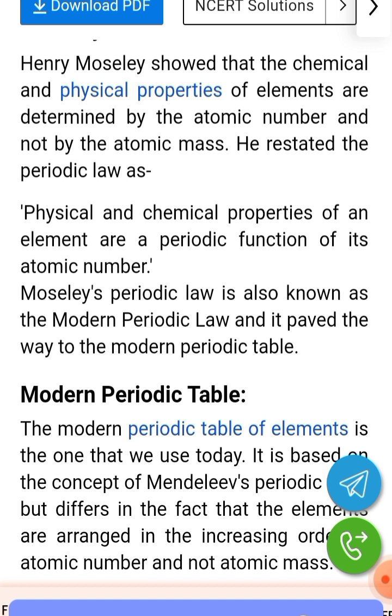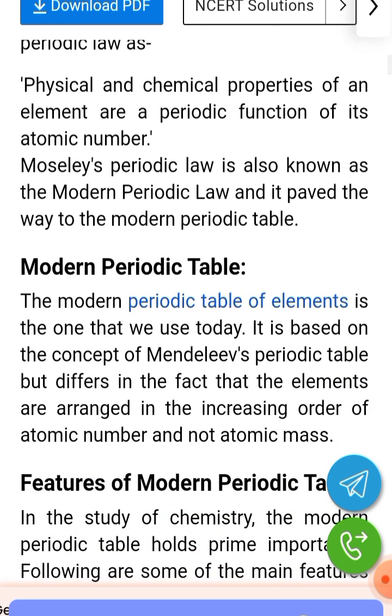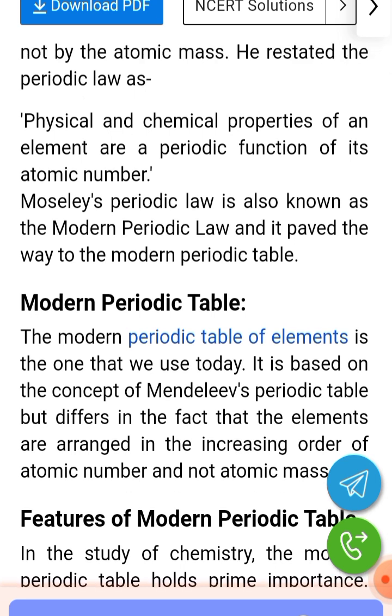That's why the periodic table was arranged in order of increasing atomic number. So he restated the periodic law as: the physical and chemical properties of elements are a periodic function of their atomic number. That is the periodic law, that the physical and chemical properties of an element are a periodic function of what? The atomic number, not the atomic mass.